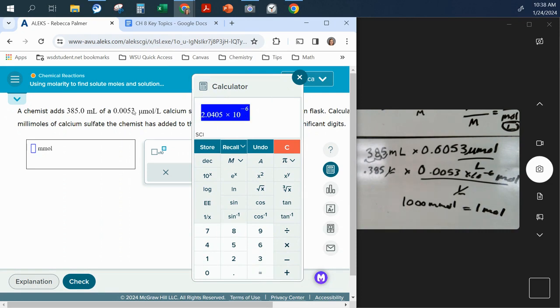And then let's check sig figs. This has 2, this has 4. We're going to go with 2. That's the least sig figs for multiplication and division. Copy this number into my box. Make sure I only have 2 sig figs. Okay, I'll check.